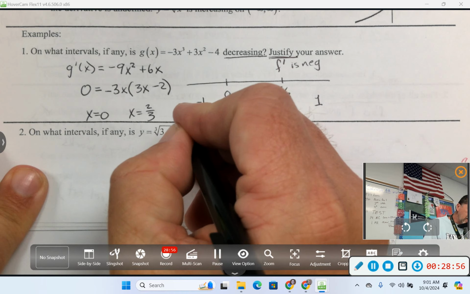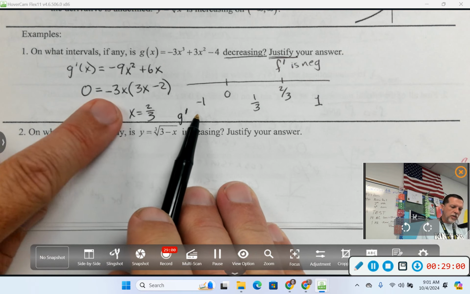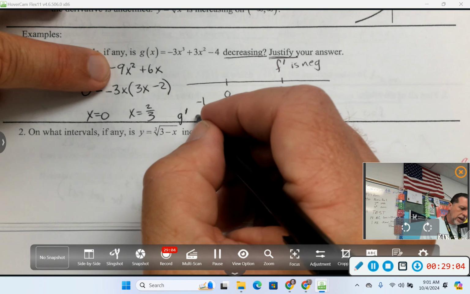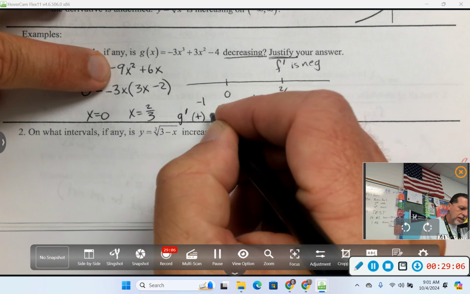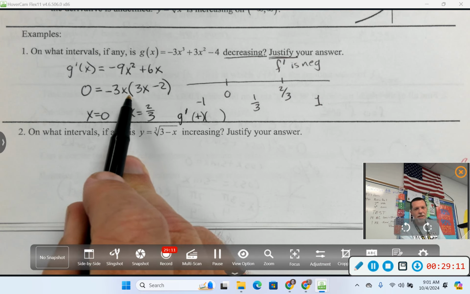And let's plug that into g prime and see what happens. So if I plug in negative 1, let's see, that would get me positive times, and I only care about signs, so I don't really even need the value here.